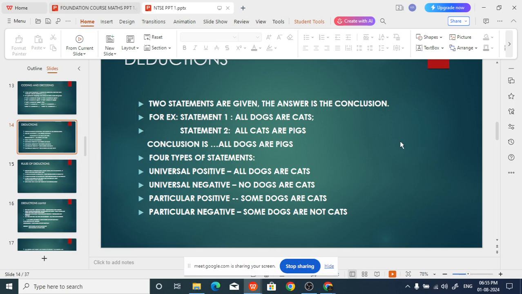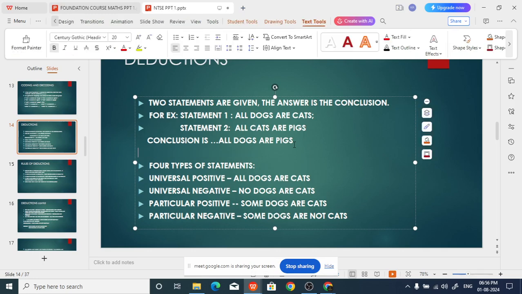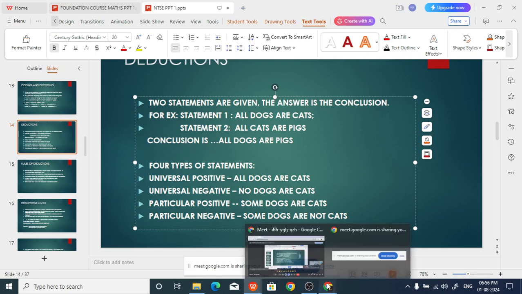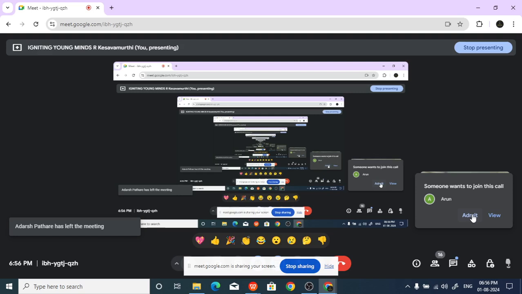Now, Kavinaya, can you read this slide? Yes, sir. Two statements are given. The answer is the conclusion. For example, statement 1, all dogs are cats. Statement 2, all cats are pigs. Conclusion is all dogs are pigs. Four types of statements. One minute, one minute. Yes, four types of statements, correct. Carry on. Universal positive. One minute, we will admit that person also.